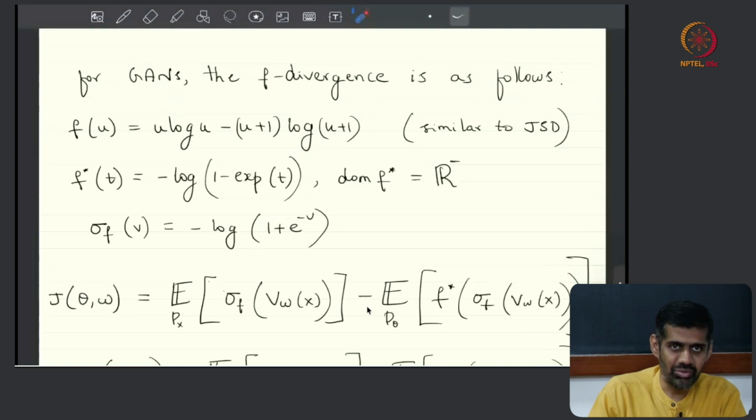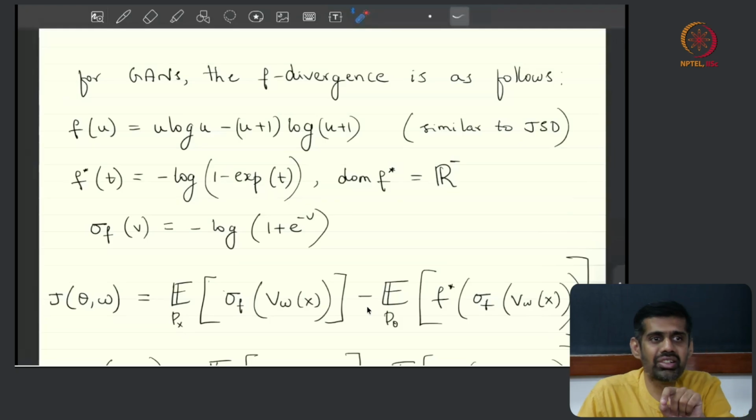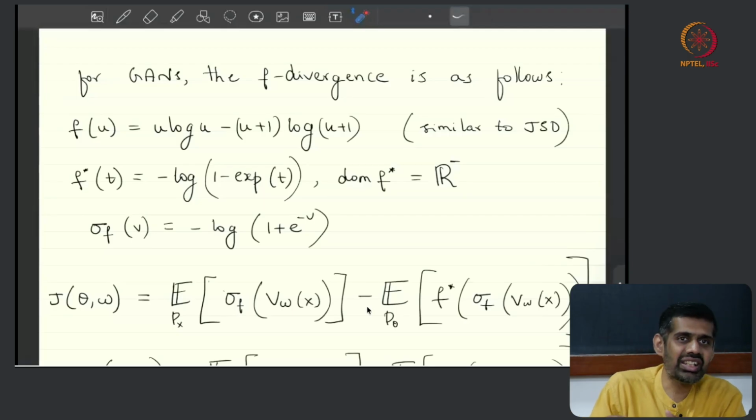Okay, whatever f function was chosen that gives rise to the objective function in GAN is a convex function, of course, which is similar to the f function chosen in Jensen-Shannon divergence, but not exactly the same. Why am I saying this? Because sometimes people tend to think that GAN is optimizing JSD. It is not optimizing exactly the JSD. It is optimizing an f divergence which has an f function similar to JSD, but for a constant factor. Remember this.